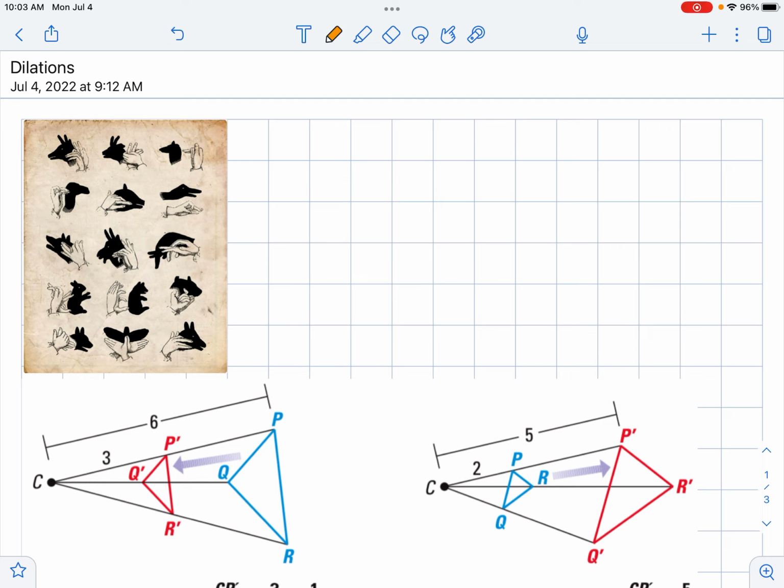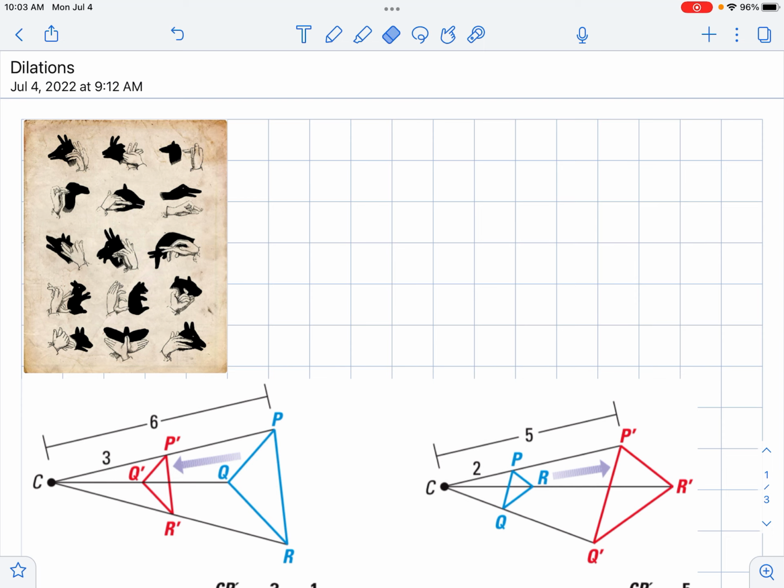The best way to understand a dilation maybe is to think of shadow puppets. And I've got some pictures here to refresh your memory. With these shadow puppets, you hold a flashlight, put your hand and shine the flashlight on your hand, and it projects something on the wall. Maybe it's a dog or a horse or something like that. In this description, the flashlight is what we would call the center point. Your hand is the pre-image, and the thing on the wall is the image.